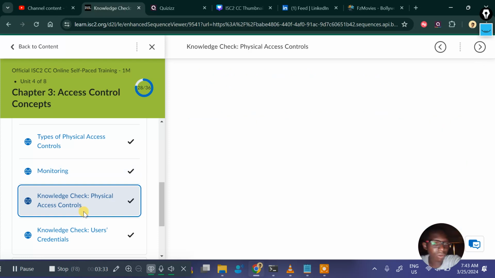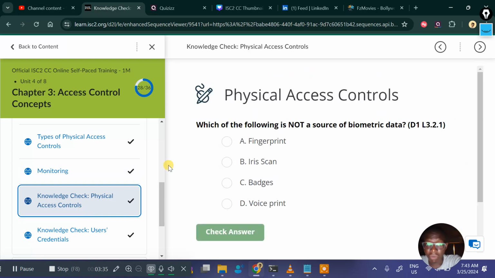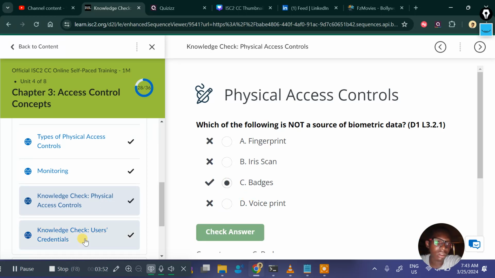Okay, so let's go into physical access. Let's see what we know. Which of these is not a source of biometric data? Biometric is what you have, right? So it's stuff that you have. Fingerprints is obviously biometrics. Iris scan is biometrics, of course, because it's unique to you. Voice print is also biometrics, but badges are not. So that is our answer.